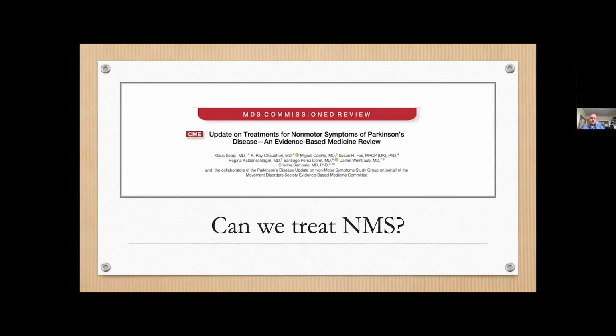What about treatment options for non-motor symptoms? You'll know that the majority of drug development in Parkinson's disease, and particularly treatments for advanced disease, are focused on the motor fluctuations and the motor symptoms. The next few slides are going to draw on a recent evidence-based review published last year that looks at some studies that have been done in particular non-motor symptoms in Parkinson's disease. The quality of these studies varies really considerably, so I've tried to summarize this in broad terms.